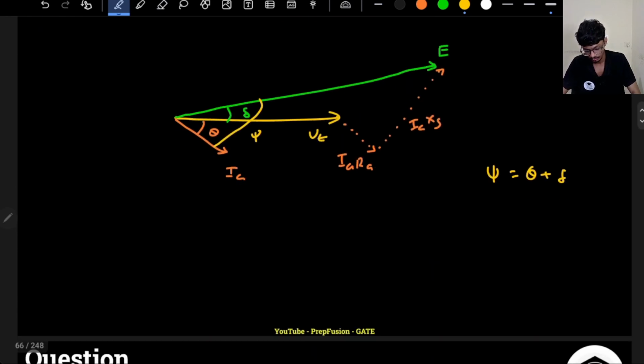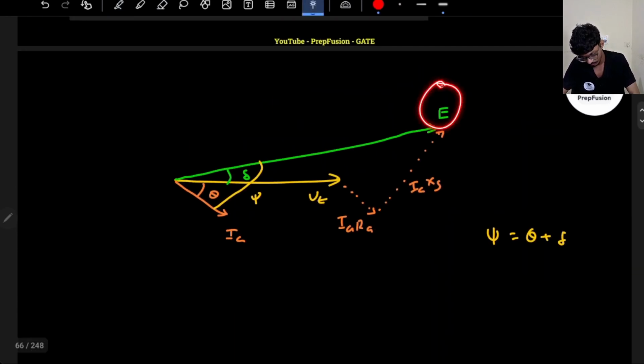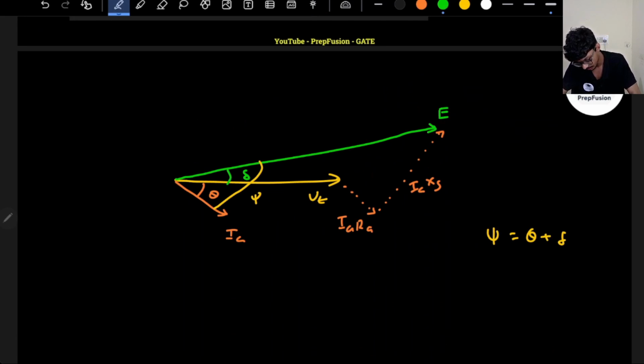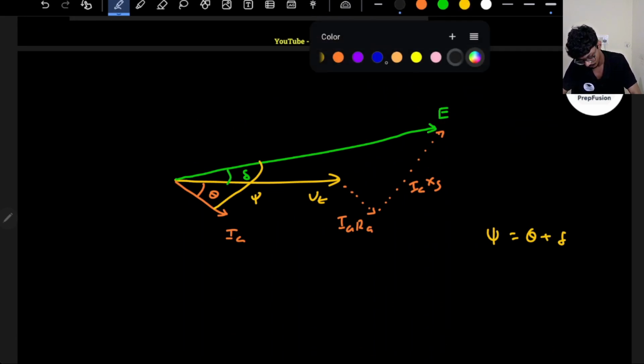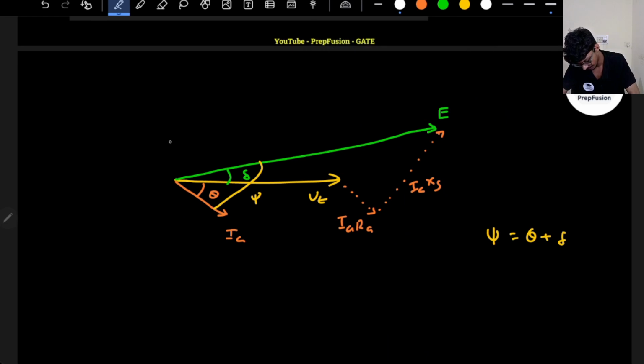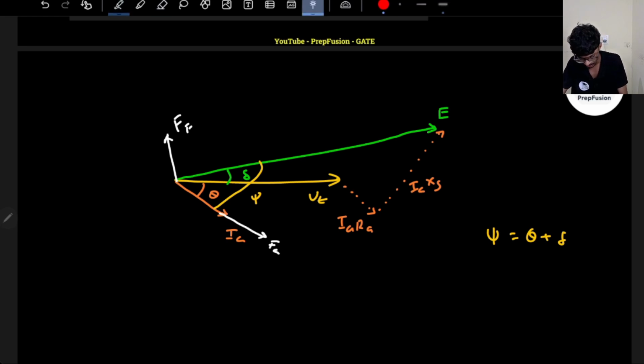So this is my E, right, and the field MMF will lag the E by 90 degrees. So field flux or MMF will be here. Along this direction will be my armature MMF, same direction along the Ia. So what is the angle here? This angle is overall psi. This angle will be 90.